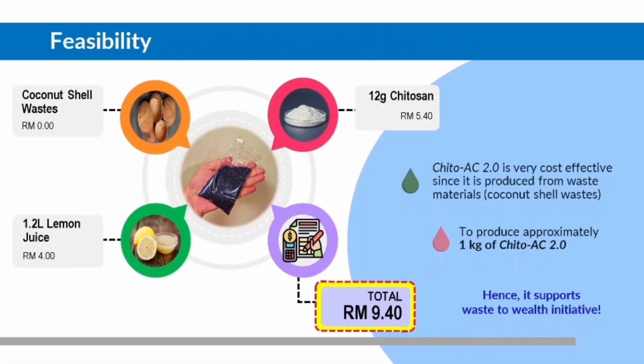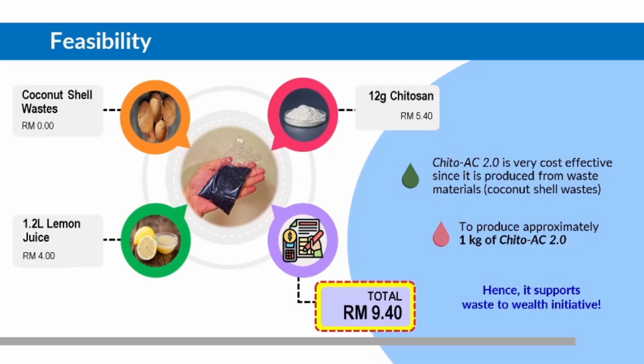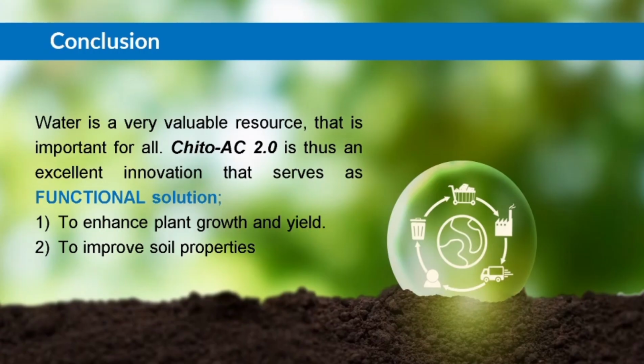Now we've shown that our product works great, and in terms of its feasibility, let me assure you that to produce Chito-AC is also very cheap and cost effective. Hence, in order to save the environment, let's do our best by firstly minimizing water pollution, and then secondly to treat water using sustainable approaches and incorporate usage of organic amendments and fertilizers in agriculture, such as by using Chito-AC 2.0.